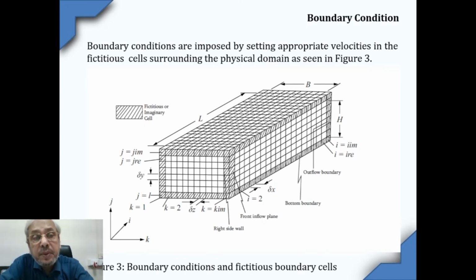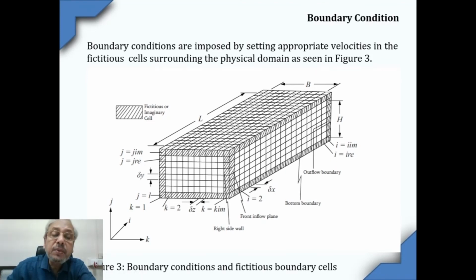It can be an experimentally obtained velocity profile. It may be a uniform velocity profile. It may be a parabolic velocity profile. And we have to set up a function on basically the jk plane, and in the I direction we have to set up a function to describe the proper profile.